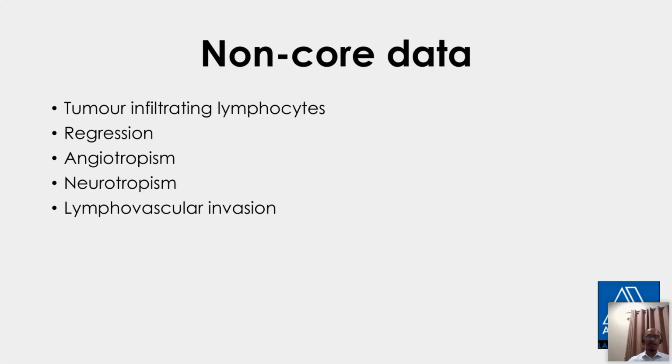Regression, it's an ongoing discussion as to whether regression alone on its own is a positive or a negative prognostic factor? But it's still nice to include it in the report in case the clinician needs it. Angiotropism and neurotropism, as I've mentioned, like with desmoplastic melanoma, neurotropism sometimes is right at the periphery of the tumor, and it makes it difficult to surgically manage the tumor.